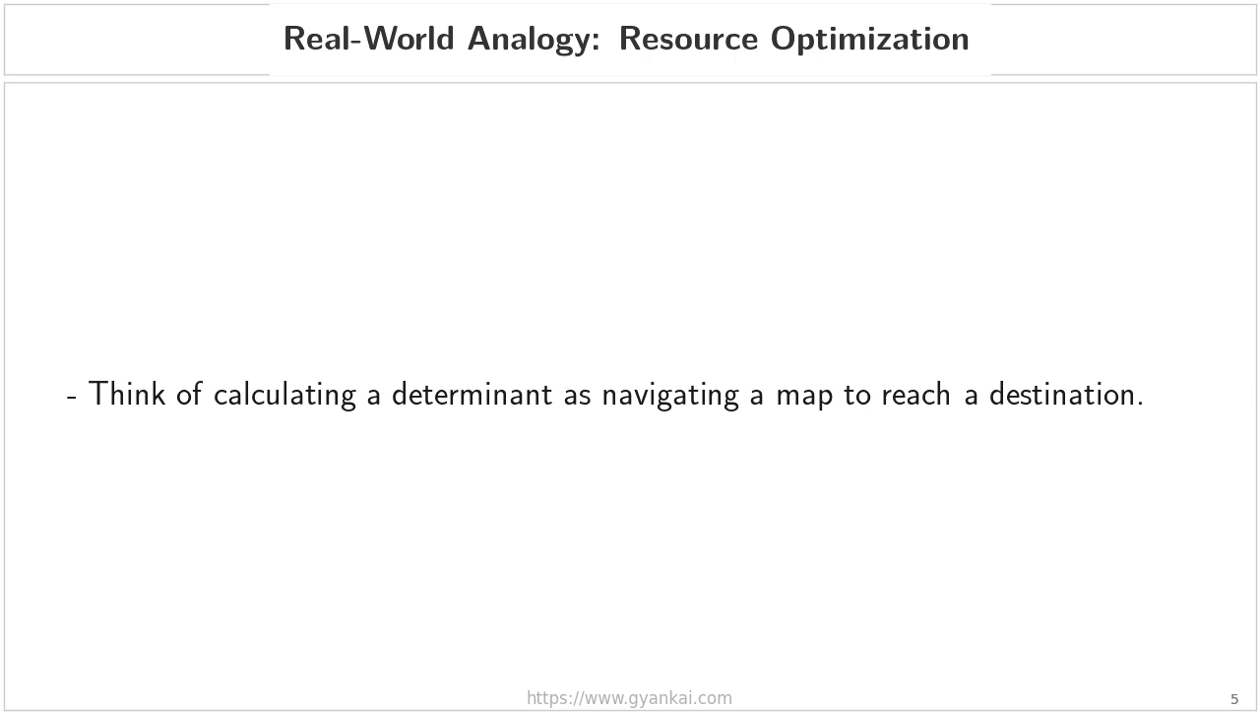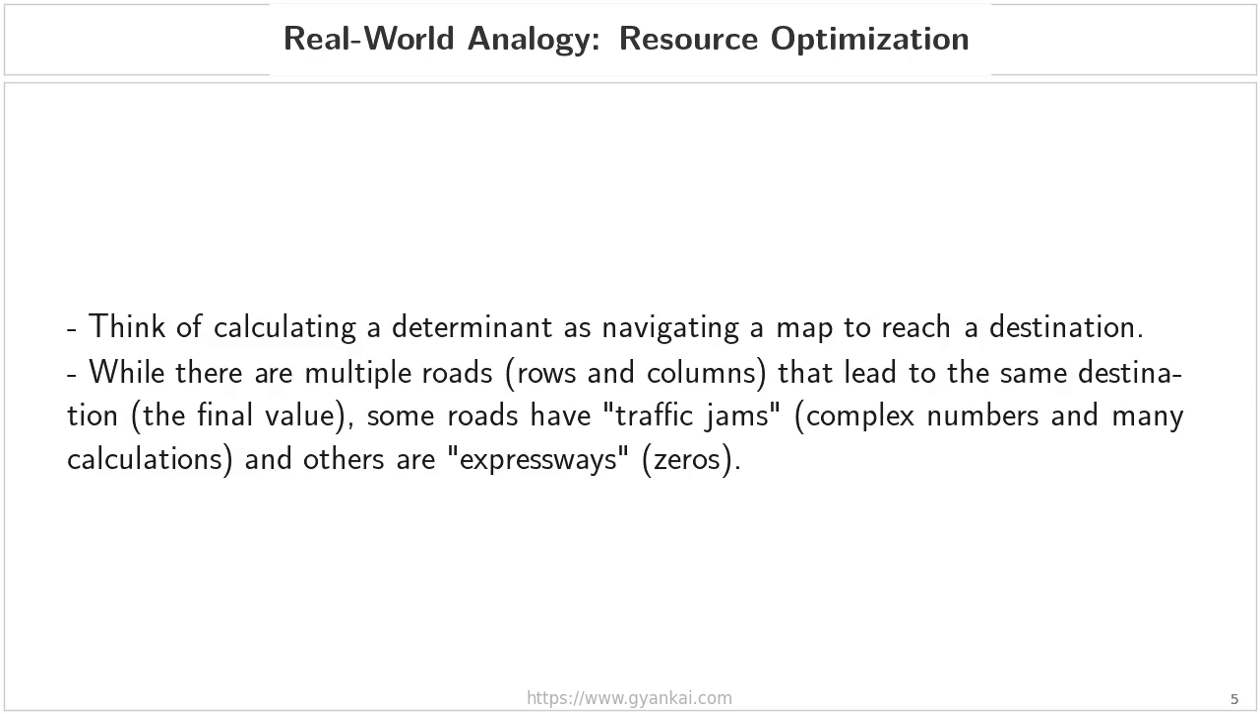Real-world analogy, resource optimization. Think of calculating a determinant as navigating a map to a specific destination. In this scenario, the final value of the determinant is your destination, the place you must arrive at. As we saw in our previous examples, there are multiple different roads you can take. These are the various rows and columns of the matrix, and all of them will eventually lead you to that same destination. However, not all roads are created equal.